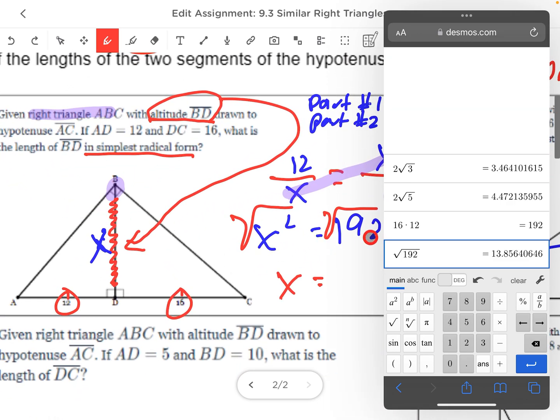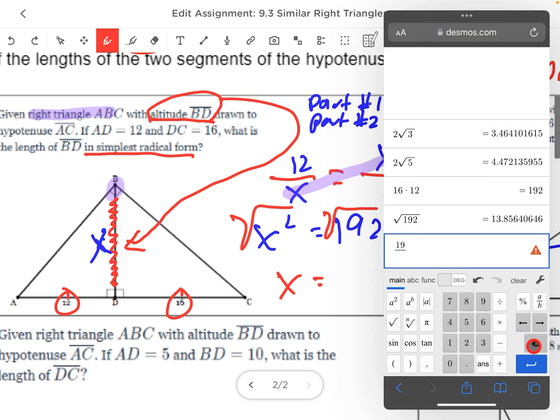So that means we want to find the largest perfect square that goes evenly into 192, right? So let's type that in. We're going to say 192 divided by, and we'd start with 169, right? So 169 is no good. Then 144, right? No good. Then we would try 121. No good. Then 100.